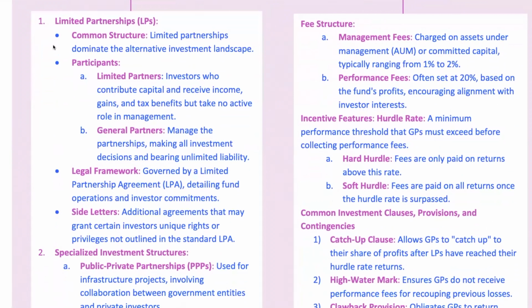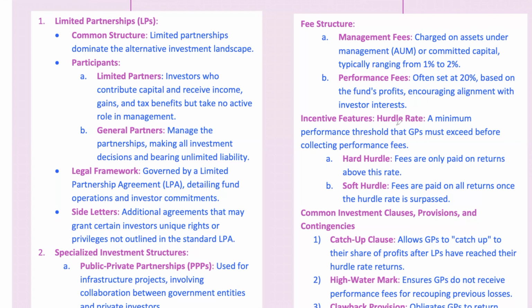But the game doesn't start until we talk about the hurdle rate. Think of this as the GP's "prove it" threshold. Usually it's around 8%. The GP has to beat that before they earn any performance fee. So if the fund only returns 6% in a year, no carry, no bonus. It's like, nice try, but come back when you've delivered.